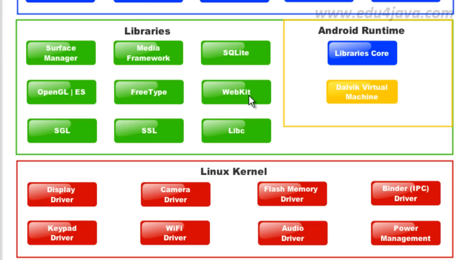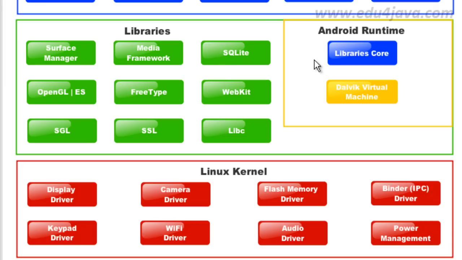WebKit is an open source browser library. It is the browser we have in the phone, and it's a library that we can use. We have an API to handle this library. We have a layer of abstraction to get to this library in our programs.